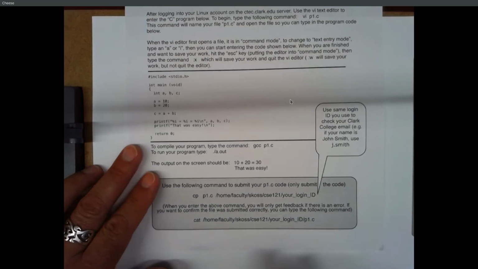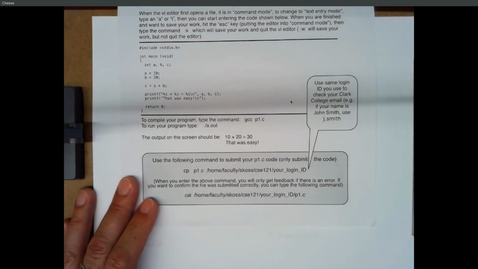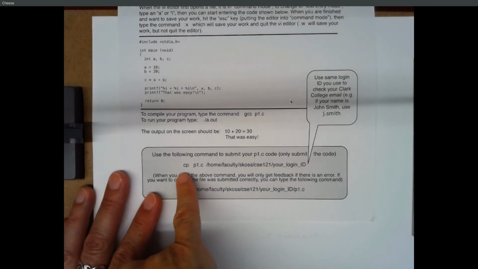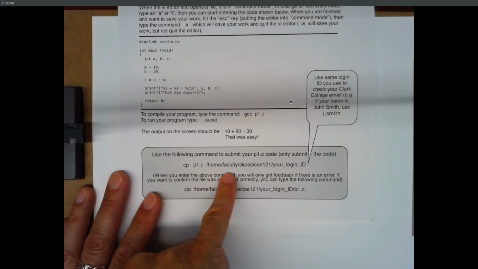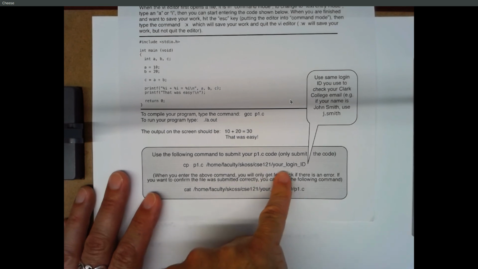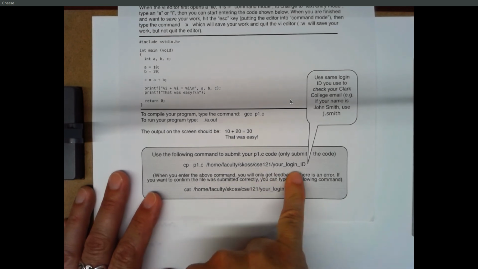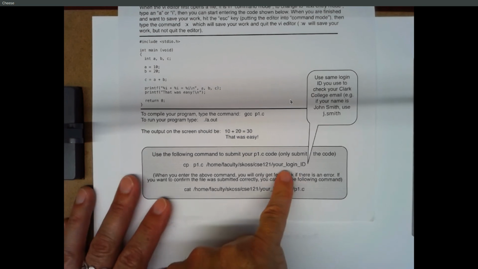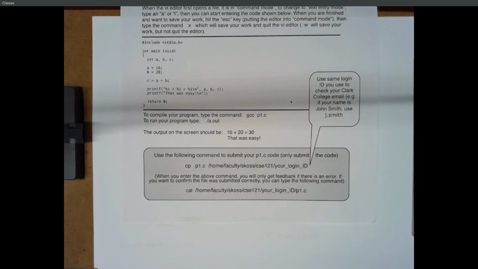All right, so here's the last part. Once your program is working, you need to submit it to Scott for grading. And the way you do that is to use this copy command, cp space p1.c space, and then this big long string, /home/faculty/scost/CSE121/, and then this is your login ID, but it's your login ID without a number at the end. So in this one case only, if your login is jsmith24, just use jsmith or j.smith, right? Don't put the number on the end. And that's just peculiar to this.